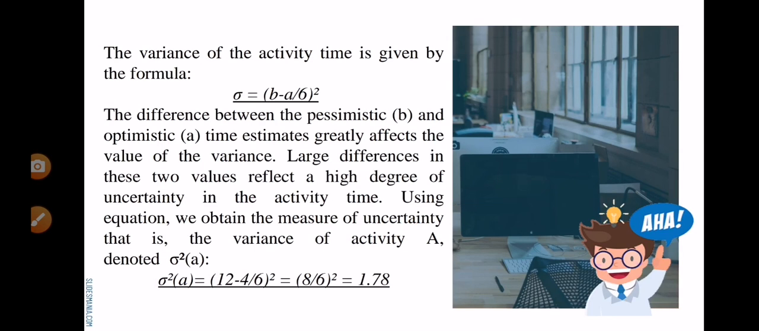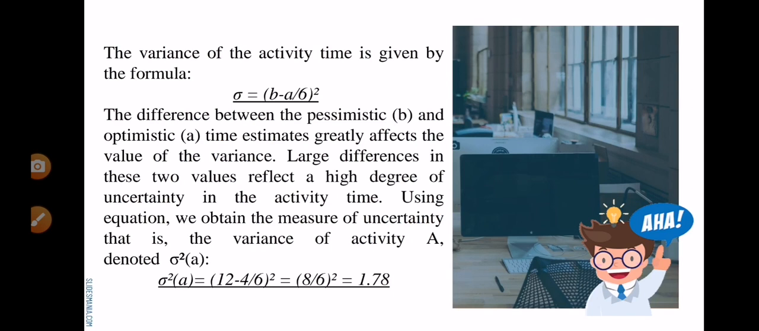So the variance of the activity time is given by a formula: the variance is equal to B minus A over 6, squared. The difference between the pessimistic B and optimistic A time estimates greatly affects the value of the variance. Large differences in these two values reflect a high degree of uncertainty in the activity time. Using the equation, we obtain the measure of uncertainty, the variance of activity A, denoted as sigma squared A.